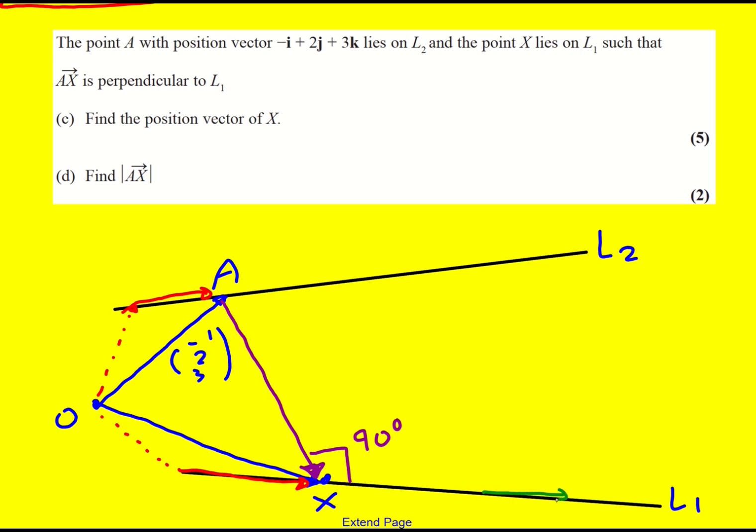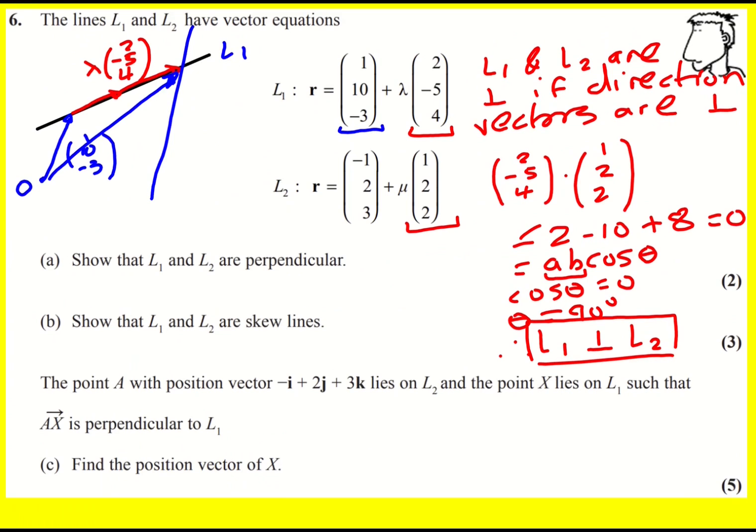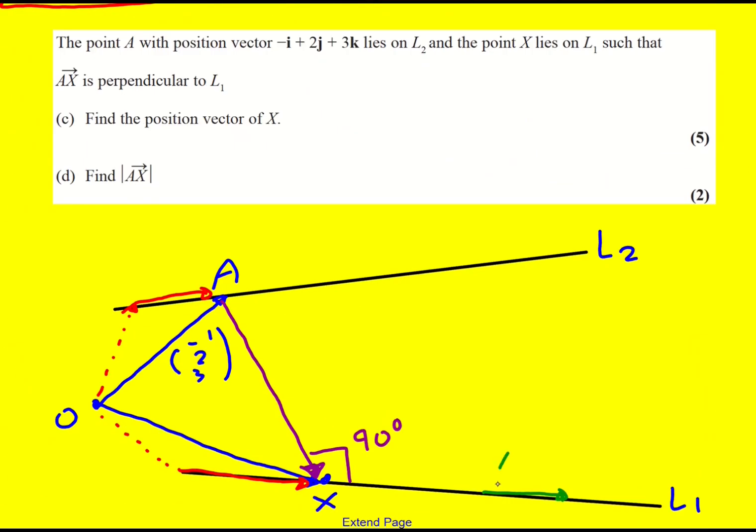So remember, I've got my direction vector for L1. It was 2, minus 5, 4. So if I take the dot product with AX, then I should be able to work out the position vector. Okay, so let's write down AX. It's going to be AO or minus OA plus OX.